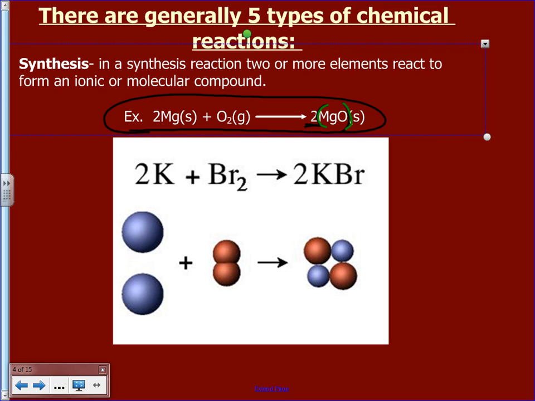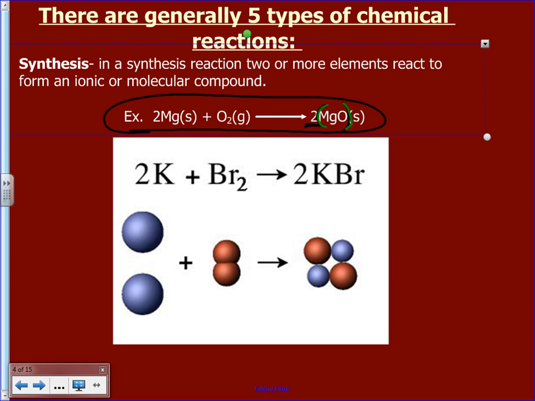Okay. Now, this reaction here, I've got 2 potassium atoms reacting with a bromine molecule, which is essentially 2 atoms of bromine, to produce potassium bromide. Is this balanced? Yeah, visually it's really nice because you can see all the atoms there. In real life you can't do that, obviously. Okay, so in a synthesis reaction, 2 elements combine to form a single compound.